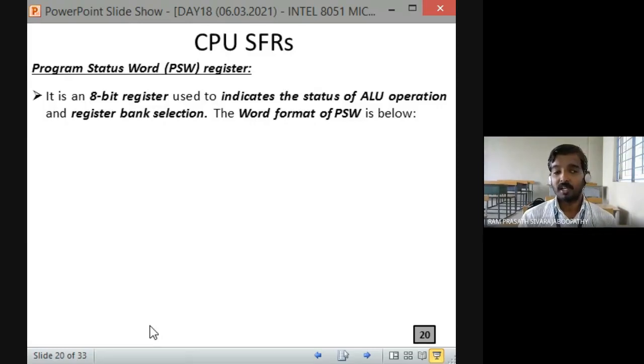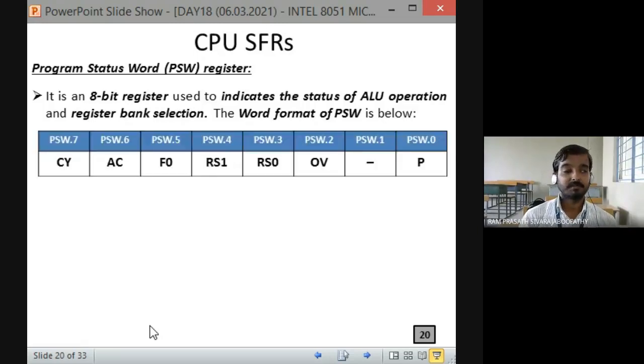Fine. So in the 8085, the flag register was separate, correct? Here in 8051, this PSW stands for program status word register. It is used to indicate the status of the ALU operation, as well as for register bank selection. Fine. Like the flag register, here also we have a word format. So this is the word format of the PSW register. On seeing this, can you tell what the purpose of CY is?